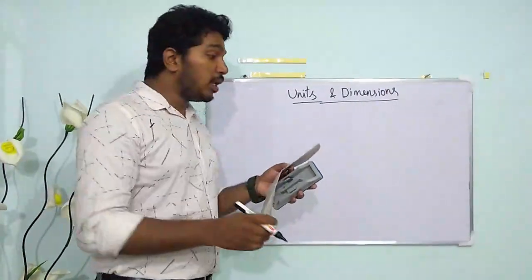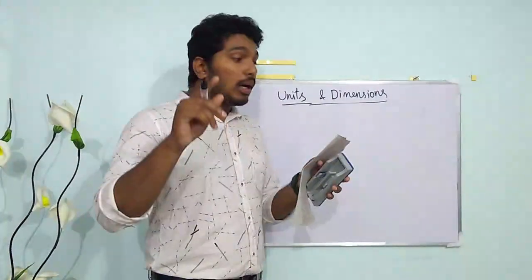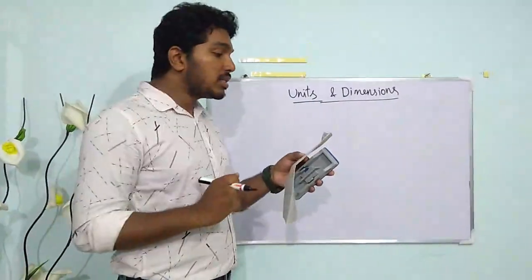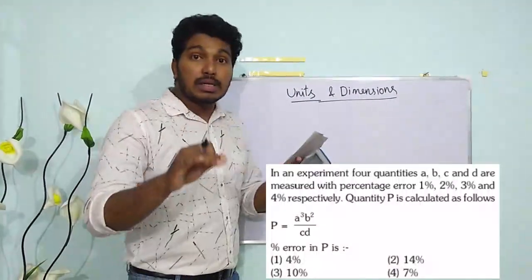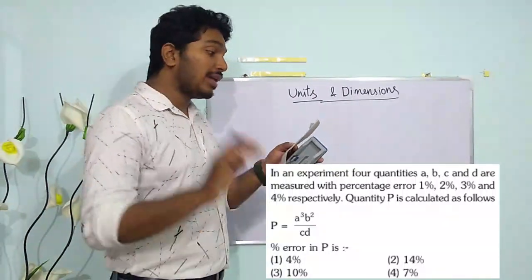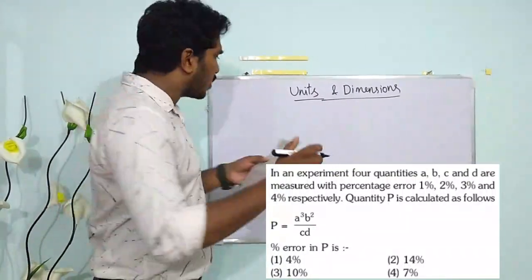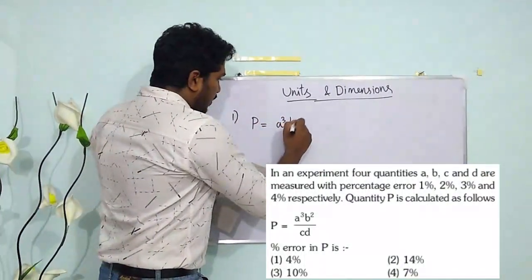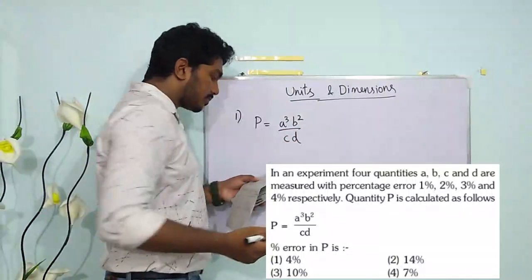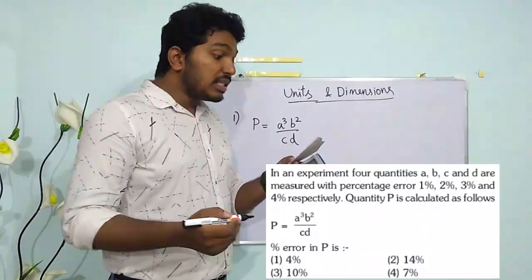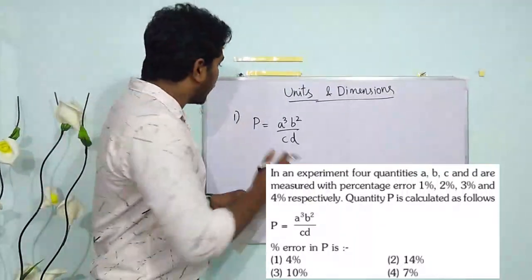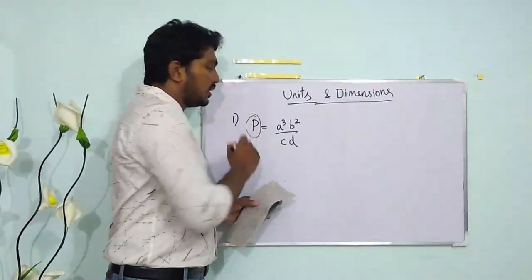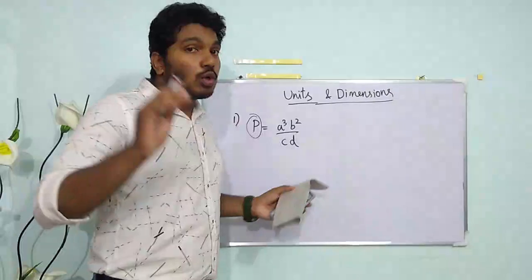In an experiment, four quantities A, B, C and D are measured with percentage errors 1%, 2%, 3% and 4% respectively. Quantity P is calculated as P equals A cube B square divided by CD. Percentage error in P is. Here we are supposed to find the percentage error in the measurement of the quantity P. I'm sure that you know what error is.